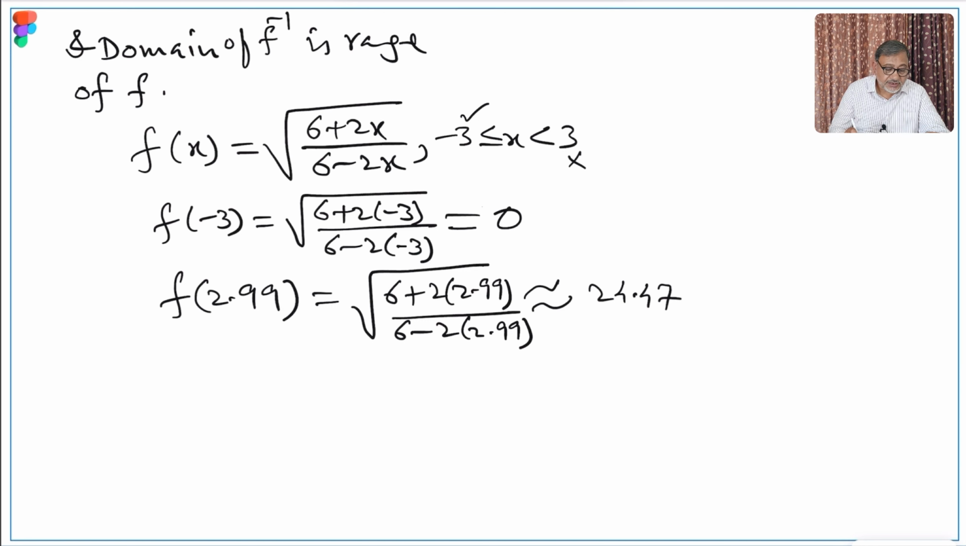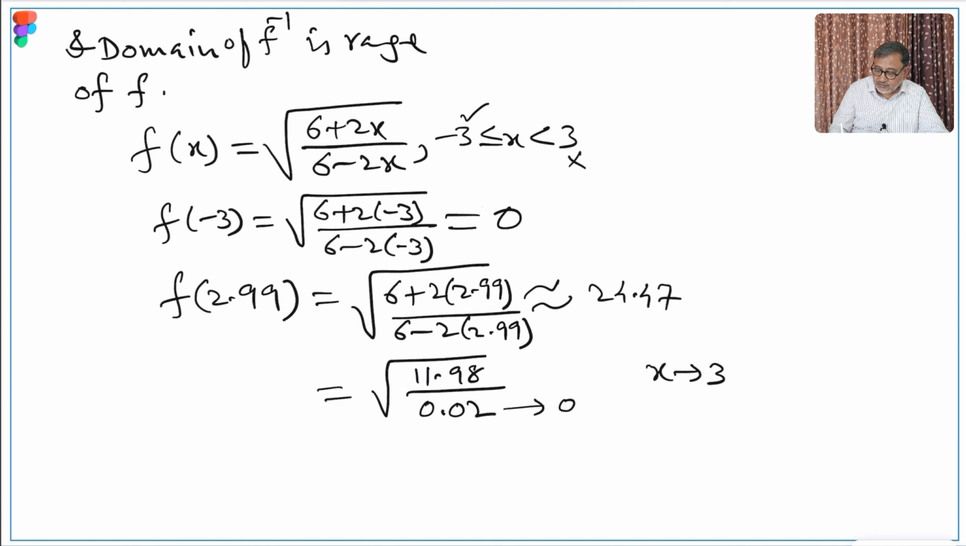Now as you increase, look here, let me find numerator separately and denominator separately. So numerator is 6 plus 2 into 2.99, which is 11.98, and denominator is 6 minus 2 into 2.99, which will be 0.02. So as you take closer and closer value to 3, so as x tends to 3, the denominator will tend to 0. Okay, denominator will tend to 0 approximately. So it means the whole answer will tend to infinity.